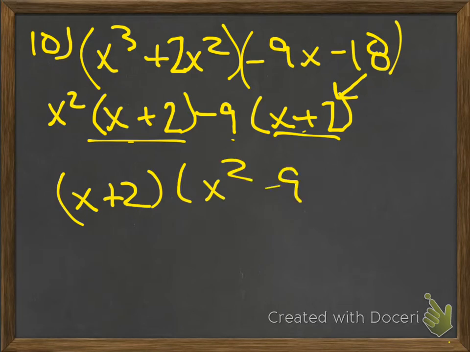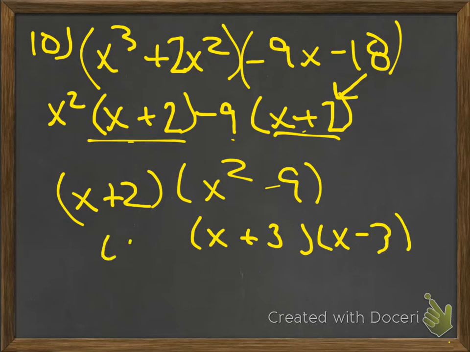We're not done because that's a difference of 2 squares. What's the square root of 9? 3. So that means you should have two parentheses, one that says x plus 3, one that says x minus 3. Okay, if you say so.